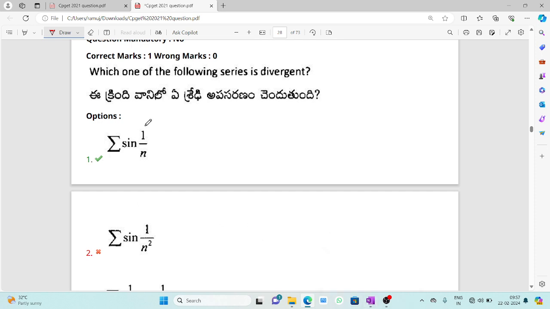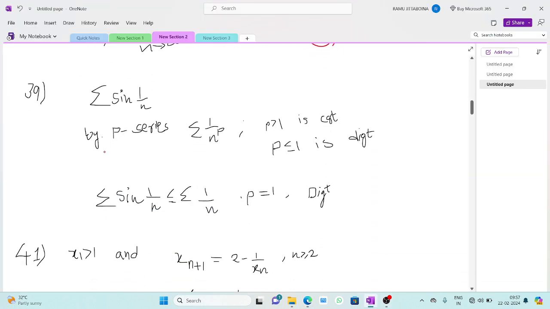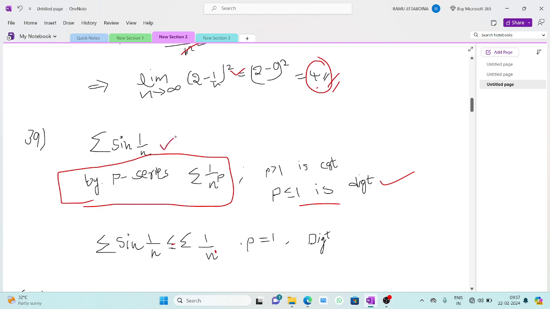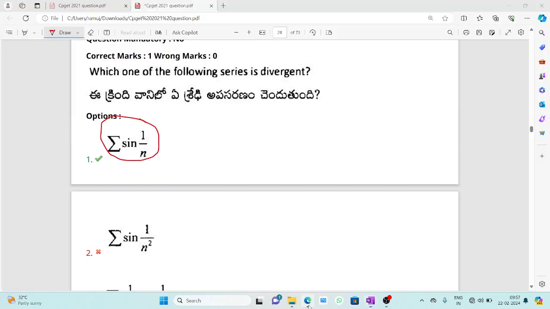First of all, I take the first option and check whether it is convergent or not. We know the P series test: whenever a series of this form has P greater than 1 it is convergent, and P less than or equal to 1 it is divergent. So I take sine 1 by n, and it is less than or equal to 1/n, so summation 1 by n is greater than sine 1 by n. Here the power P is 1. By applying the P series test, whenever P is equal to 1 it is clearly divergent. So we can say that sine 1 by n is divergent. He is asking for the divergent series, so this is the only correct option for this question.